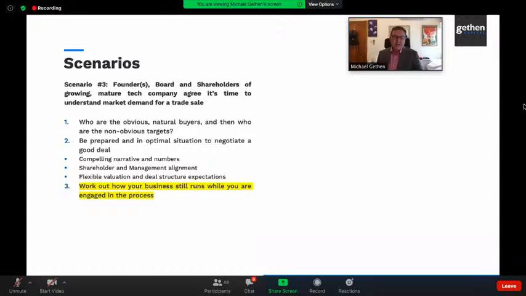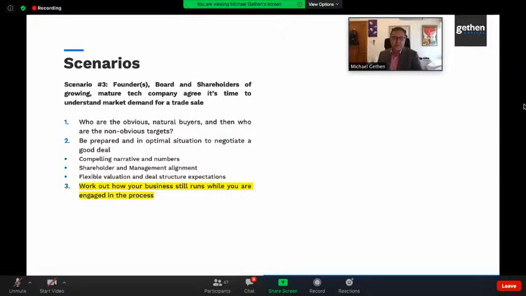The third one is more of the mature company where you've got strong growth, the founders, the board, the shareholders are all in broad alignment that it's time to understand market demand for a trade sale. And so the issues that I commonly come across in this scenario is one, working through, are there a set of buyers that would want to buy your company? And then thinking laterally, who are the non-obvious targets? And you'll see that in an example from a war story I'll give you very shortly. Are you prepared to go to market? Have you pulled together the story, etc.?